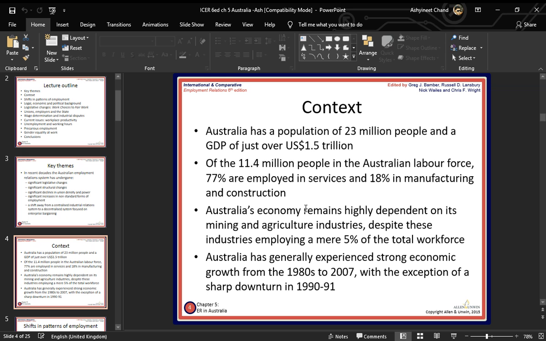So 18% is in the manufacturing industry and construction, and the remaining 5% is in the agricultural sector. Australia's economy remains highly dependent on its mining and agricultural industry, despite these industries employing a mere 5% of the total workforce. So the majority of the workers are in the service industry. Australia has generally experienced strong economic growth from the 1980s to 2007, with the exception of a sharp downturn in 1990 to 91.